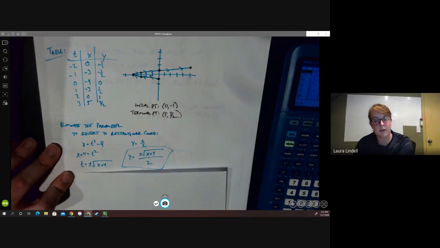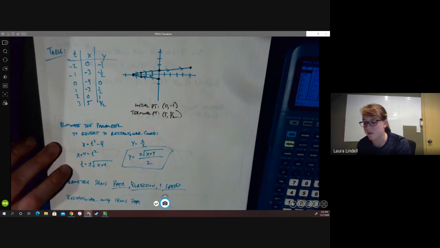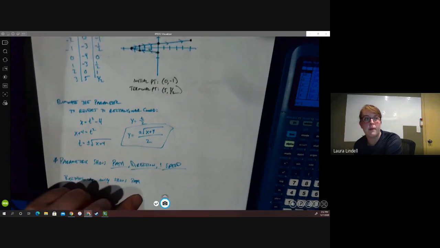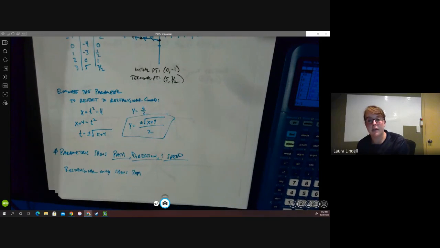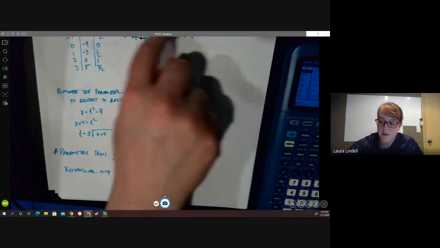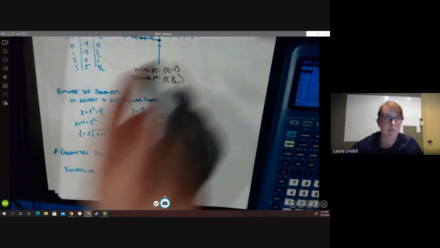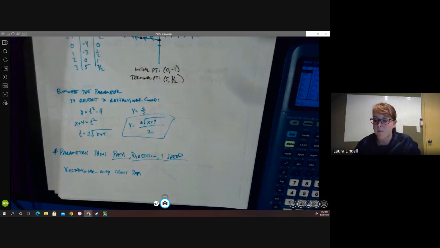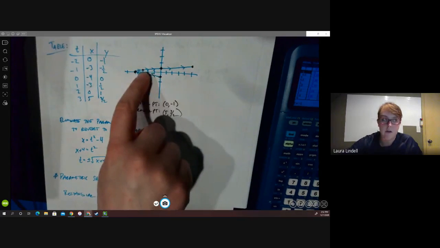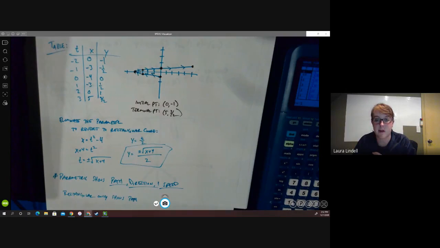There are some advantages to working with parametrics, though, as opposed to rectangular coordinates. Parametrics show path, direction, and speed. Rectangular only shows the path. So rectangular will only show basically a sideways parabola here. But the parametric shows what direction this thing is going. So that's why it's really useful for problems with a particle in motion, finding speed, velocity, acceleration, all those things at a given time, where rectangular is not as helpful.